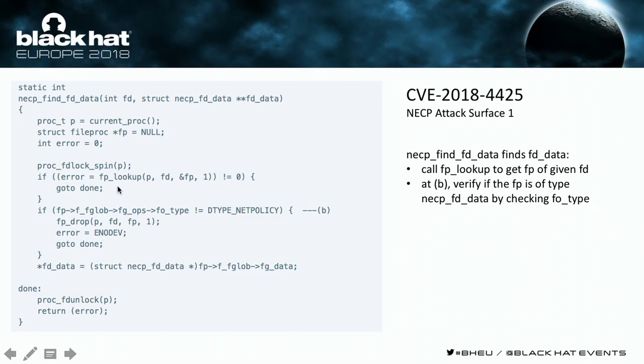Internally, it calls FP lookup. Use the handle to find the kernel object FP. Then it will verify if the FP is the NECP FD data. Let's see how it verifies. It just verifies if the FO type of the found object equals the type net policy. Okay. If yes, it will return the object as NECP FD data.